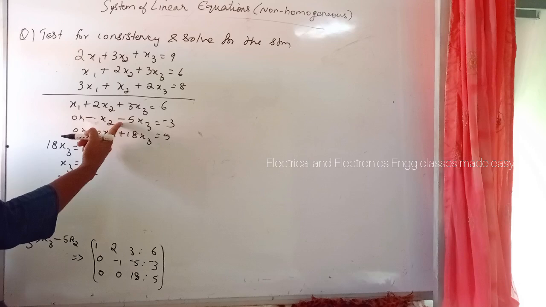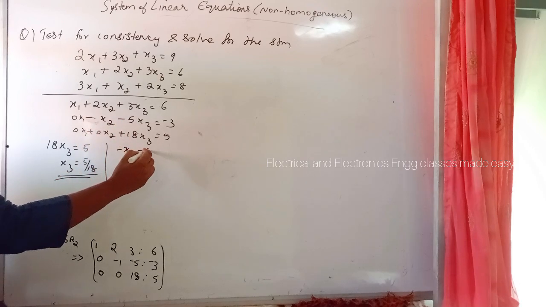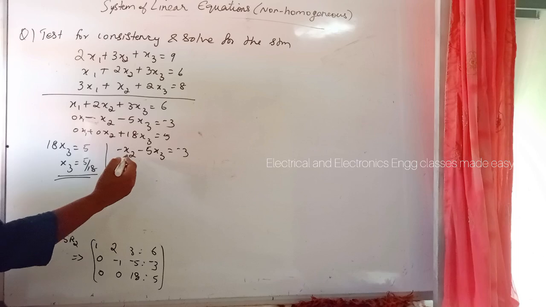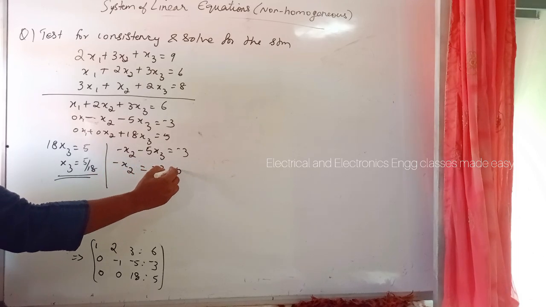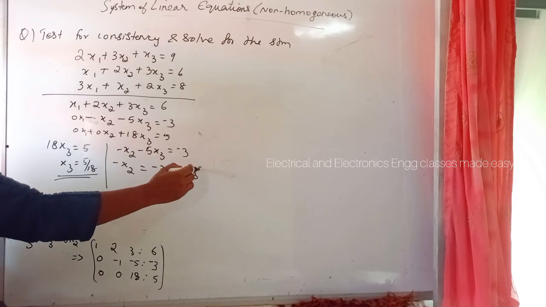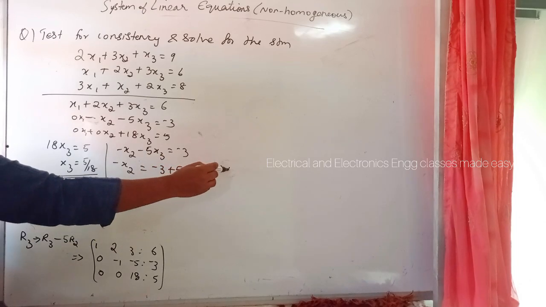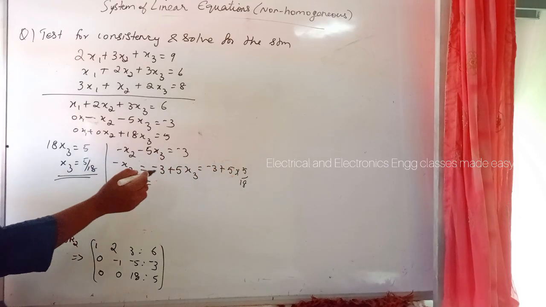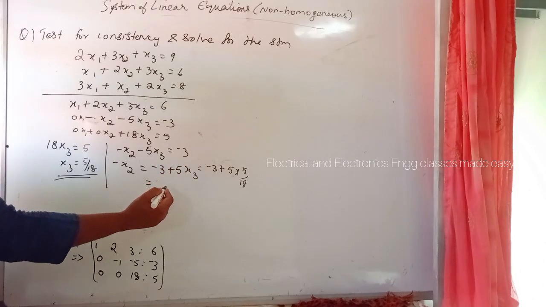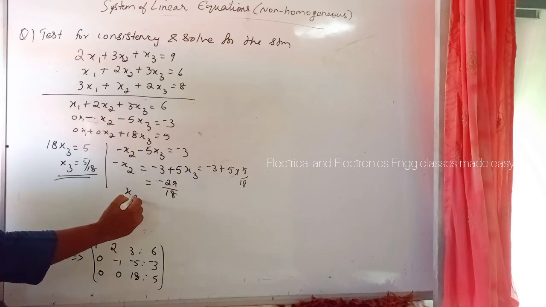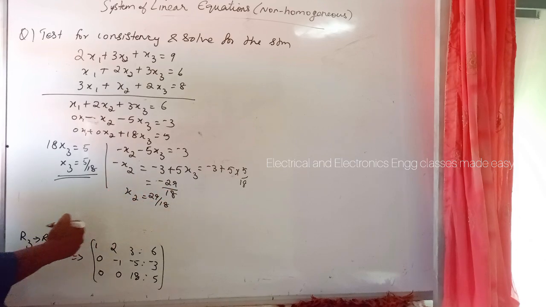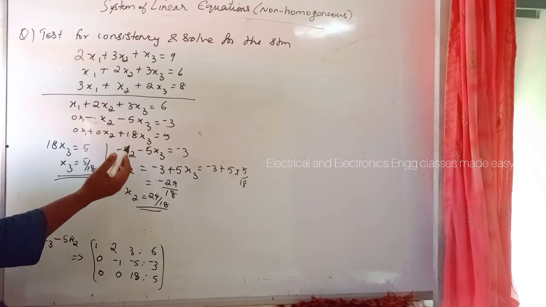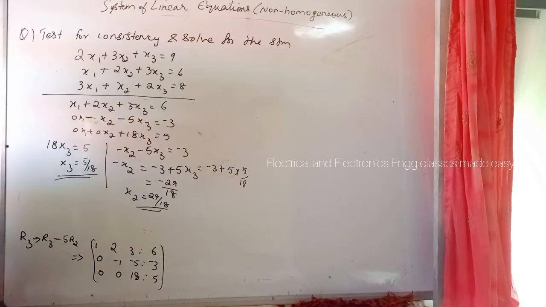Now, take the second row, that is minus x2 minus 5x3 equal to minus 3. Then put the value of x3 here. Then minus x2 is equal to minus 3 plus 5x3. That is minus 3 plus 5 into 5 by 18, and that is equal to minus 29 divided by 18, so x2 is equal to 29 divided by 18.